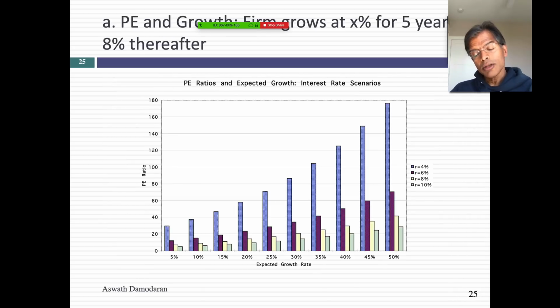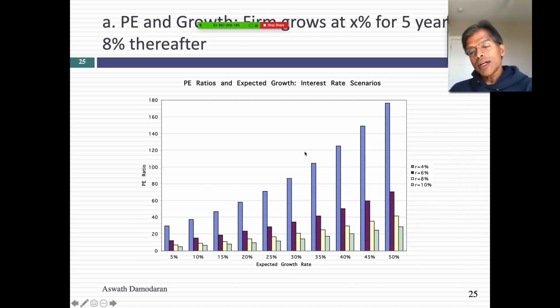Here's what I did. I took the PE ratio as a function of the growth rate. You're saying, why are there 4 columns? I've looked at 4 interest rate scenarios, 4%, 6%, 8%, 10%. Actually, I made up this example 20 years ago where 4% seemed like a low interest rate. I should have really created a 2% and a 0%. But you get pretty much the sense of the dynamics of what's going to happen.